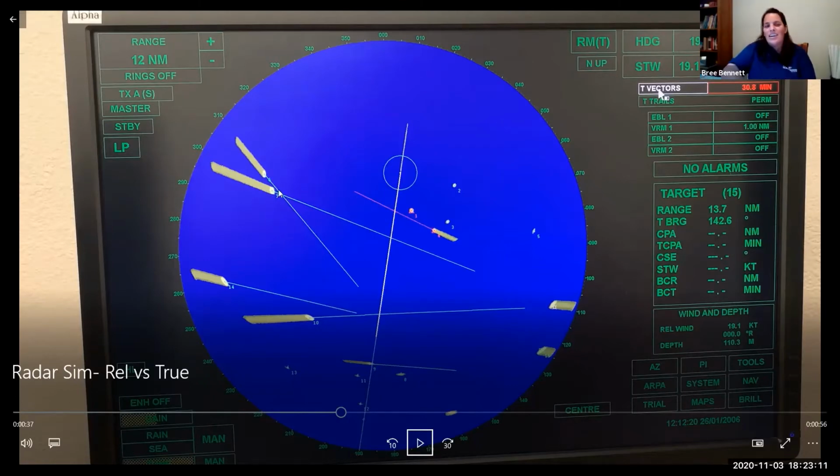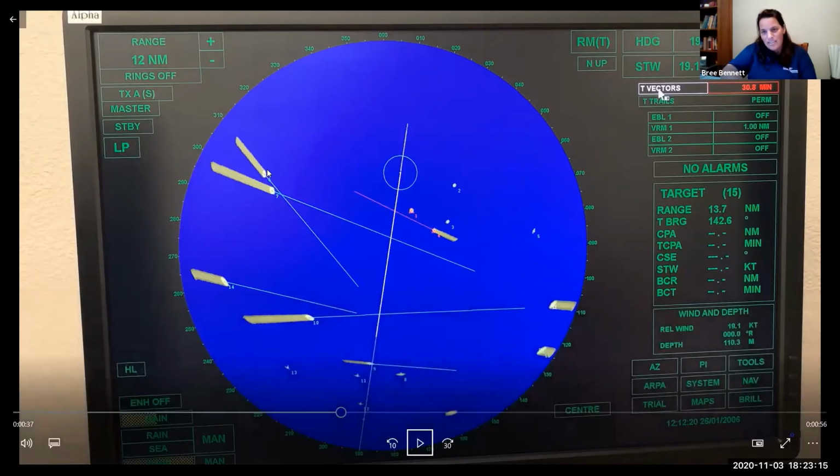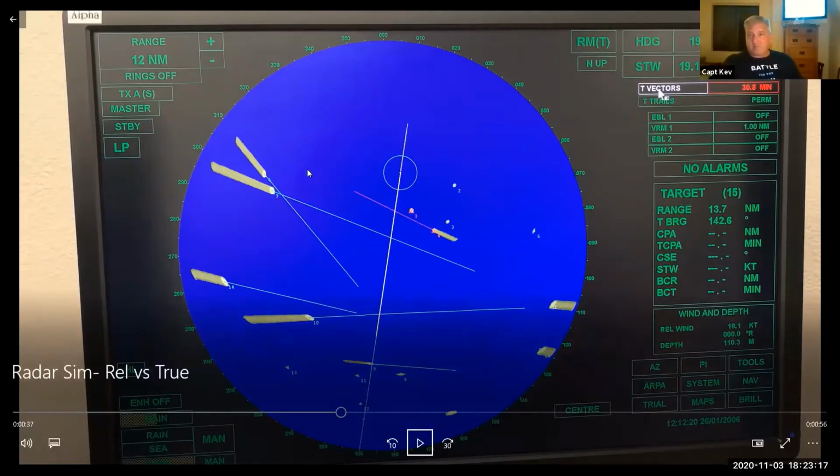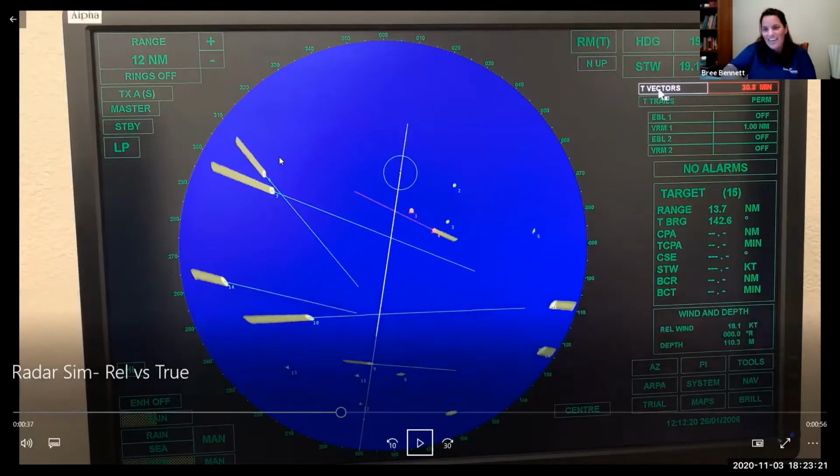Okay, any guesses? What does the B stand for? Bearing? Bearing, yes. Electronic bearing line. And then our VRM is our variable range marker. So let's go back to this guy. Say that last one again. What was it? Variable range marker.